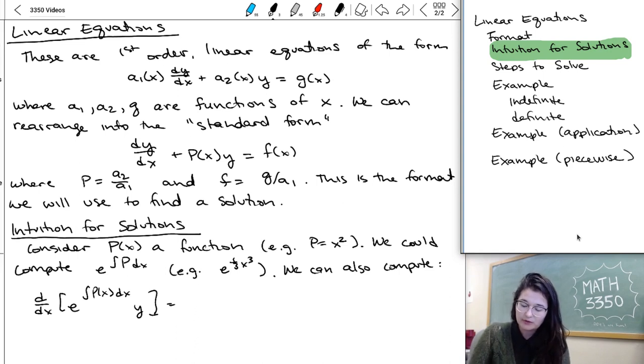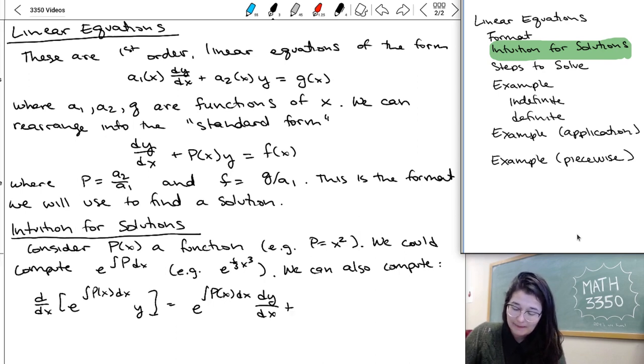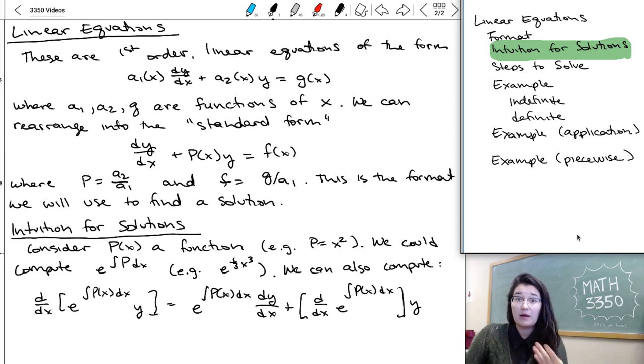So first my product rule would be derivative of that one. So I'm going to keep e to integral p of x dx the same and take derivative of the second. And then I'm going to add taking derivative of the first thing, and multiplying by y. So that right there is a product rule.